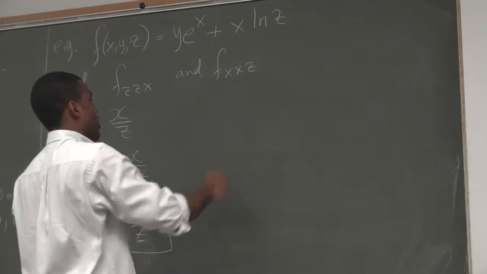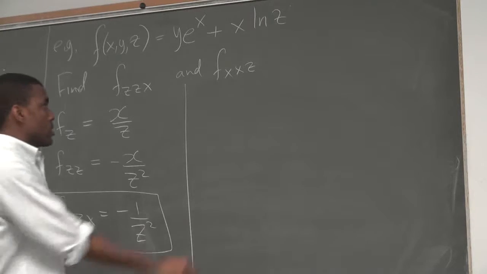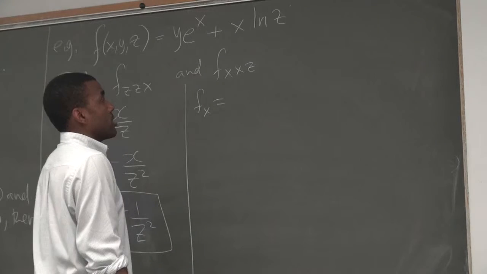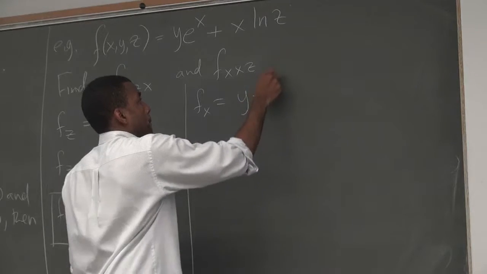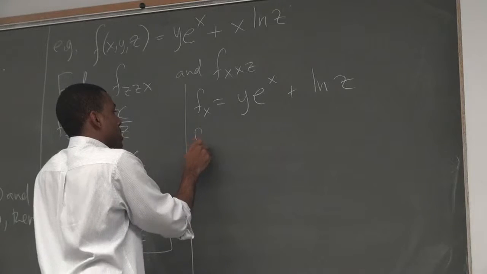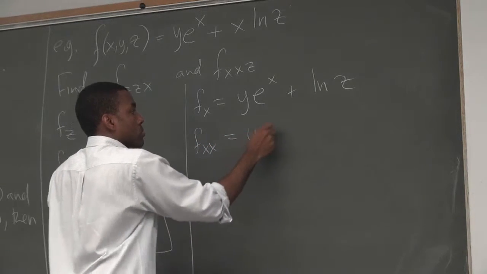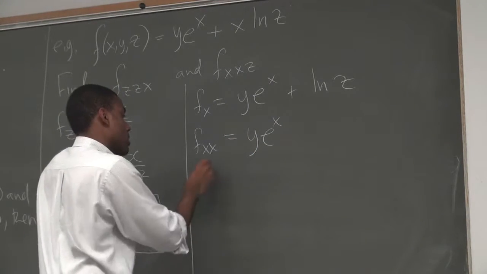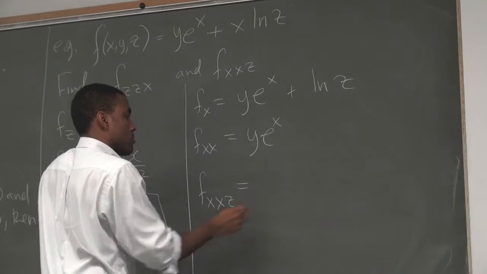Okay. So what if I want to find this guy? Similarly, x first, then x second, then z third. Derivative with respect to x: y e to the x plus ln z. Derivative with respect to x again gives us fxx, y times e to the x. And then I can do fxxz, which is 0, because there's no z in that.